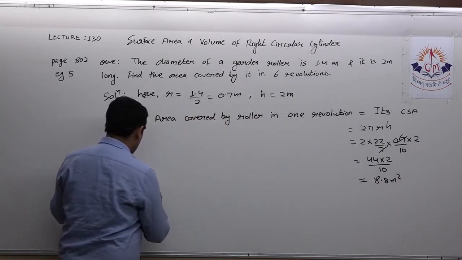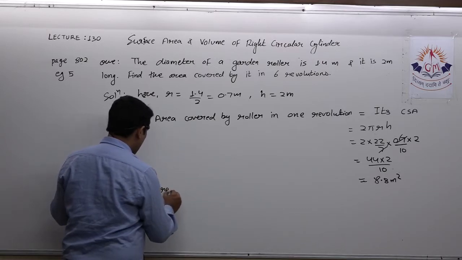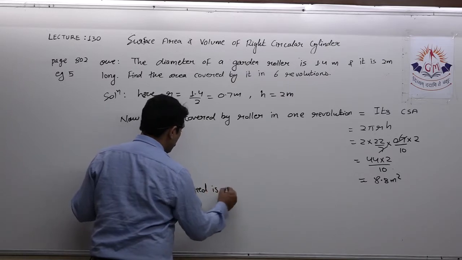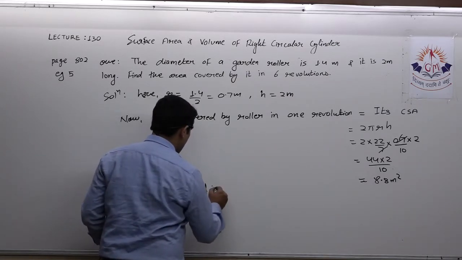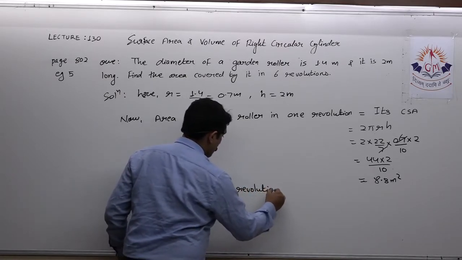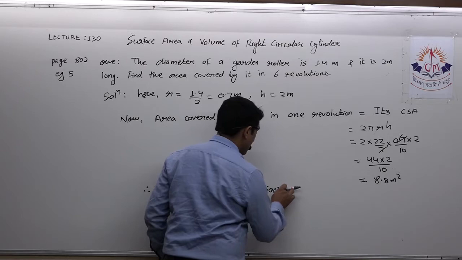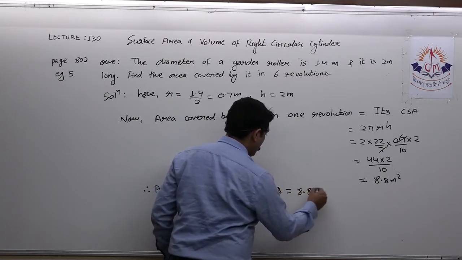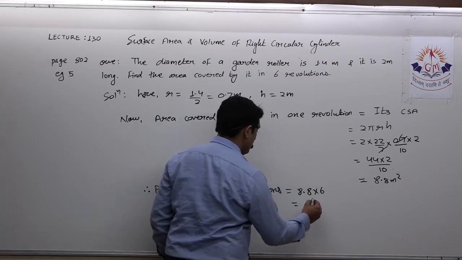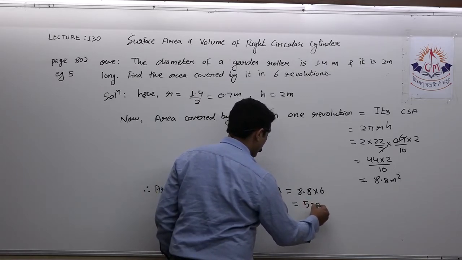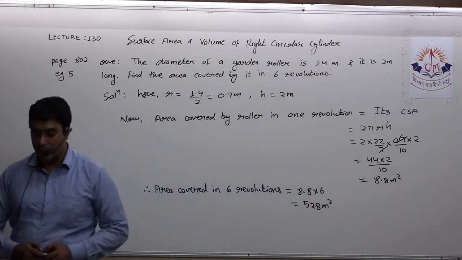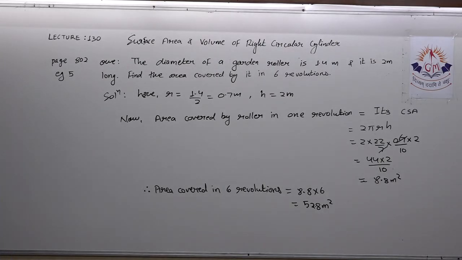So here I can write, therefore, area covered in 6 revolutions is equal to 8.8 multiplied by 6, that is 52.8 meter square. That is the final answer. So please note it down, then we'll see the next question.